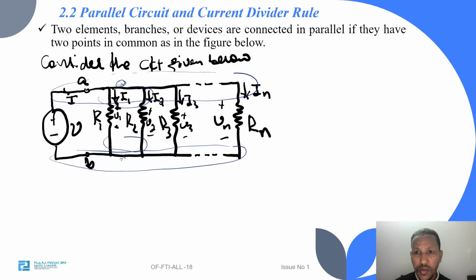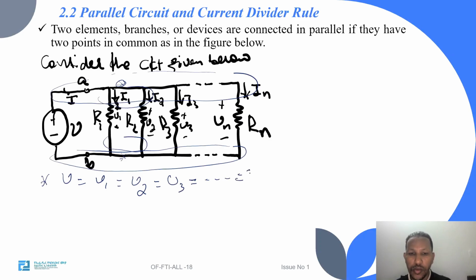Okay. For the parallel circuit, the voltage is constant. The voltage across each element, across each parallel connected resistor, will be constant. That means V equals V1, equals V2, equals V3, equals VA. That means for parallel connected resistors, the voltage drop across the resistors will be the same. This is very important. Just like for series connected resistors, the current passing through each series connected element is the same.